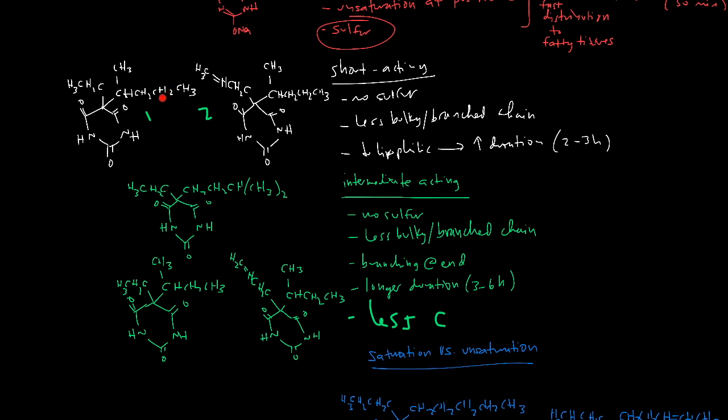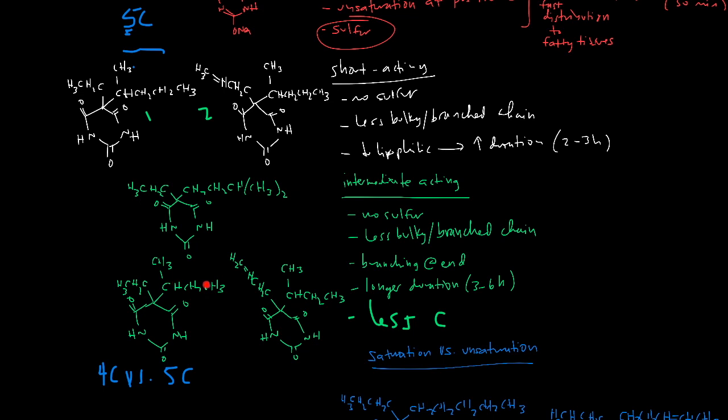So, let's see. You have over here 1, 2, 3 carbons. Over here, you have 1, 2, 3, 4 carbons. So 3 carbons is less lipophilic, therefore it has a longer duration of action. 2, 3, 4 carbons versus 1, 2, 3, 4, 5 carbons. Five carbons.